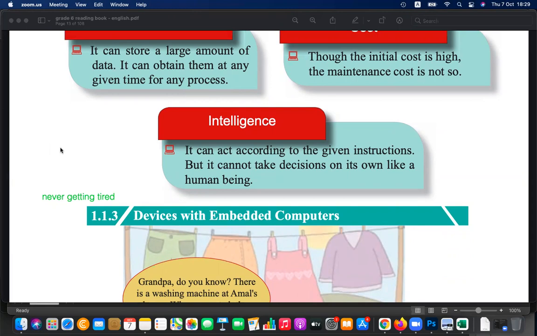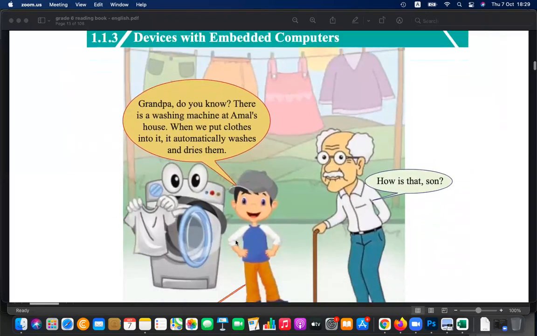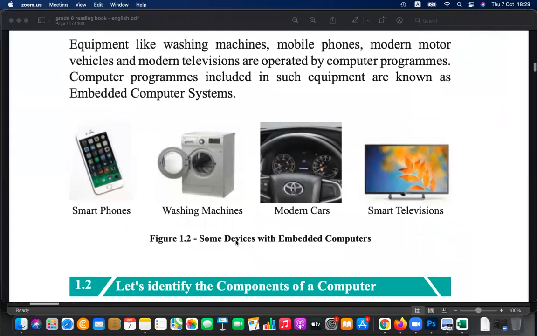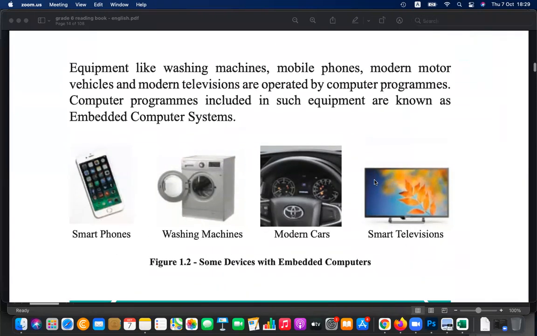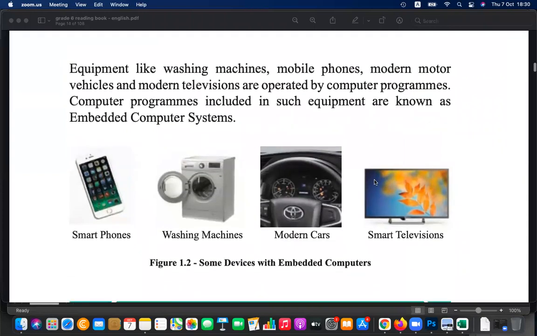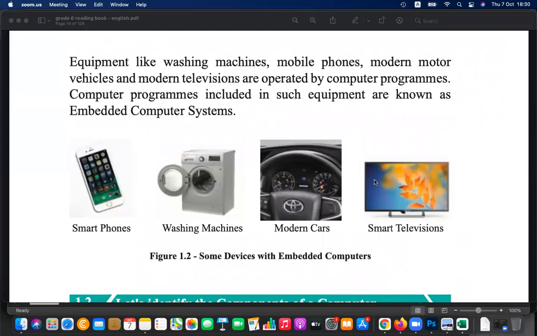Okay, so in this chapter they are asking, what are the devices with embedded computers? Devices having computing components. So what are they? Maybe your smartphone itself is a computer. A washing machine has computer parts. Vehicles have computer parts. Cars, smart television. What else? Anything else you know? Can you list a few?